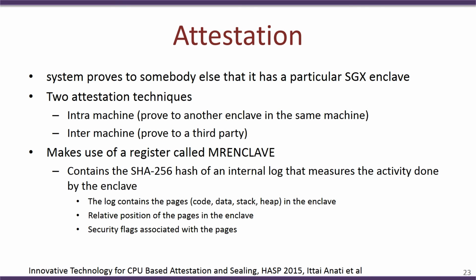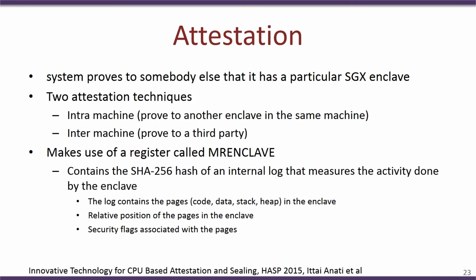The intra machine attestation is for a scenario where there are multiple applications running in a system, and one application having a specific enclave can prove to another application in the same system that it has this particular enclave. This is done by the signatures. And the second one is the inter machine attestation, where, as we mentioned before, the application could actually prove to a third party over the internet that it has a specific enclave.